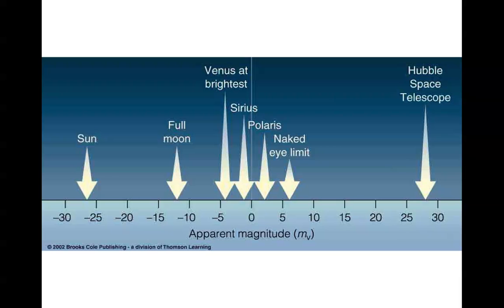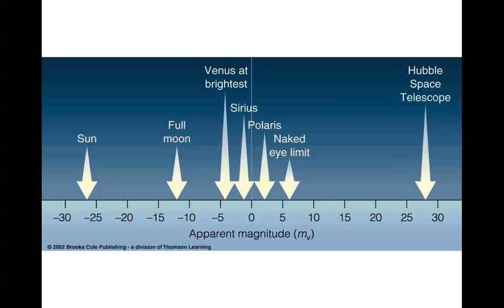This is kind of what the sky looks like. The sun has an apparent magnitude of about minus 27. The full moon about minus 12. Venus, at its brightest, is about minus 4. The very brightest star, Sirius, is about minus 1. And with your unaided eye, here called the naked eye, the faintest things you can see on a very dark night are about 6th magnitude.